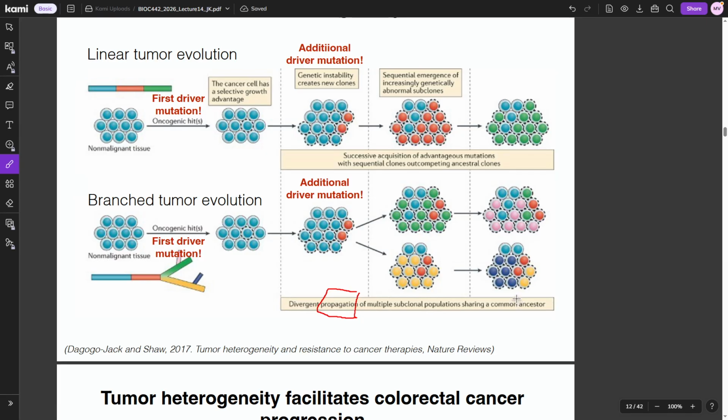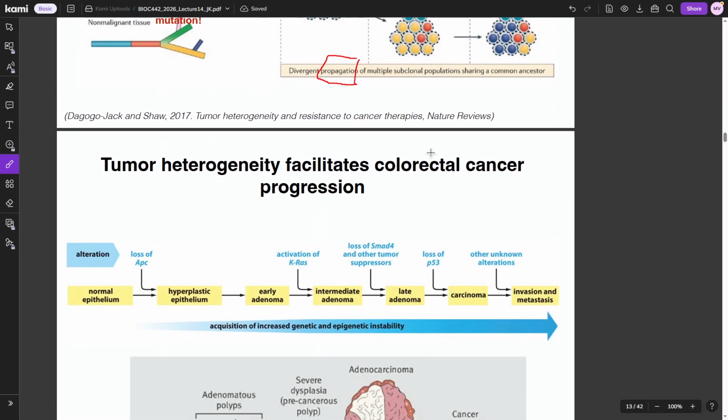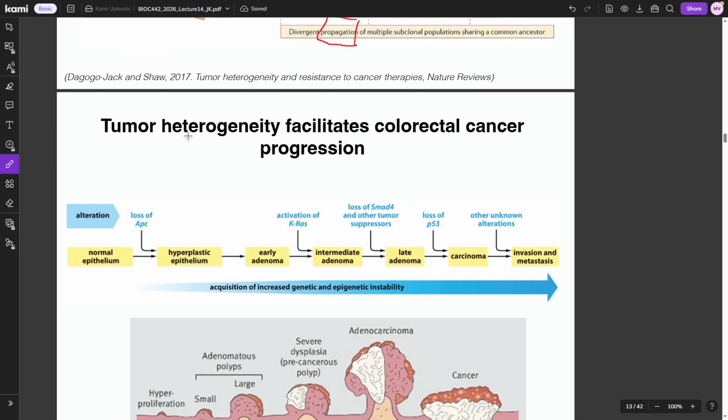So basically, you have many different advantaged cancer cells that divide consistently over and over again, and you get all these different strains. Essentially, what I'm trying to get at. So. All this to say that tumor heterogeneity facilitates colorectal cancer progression.